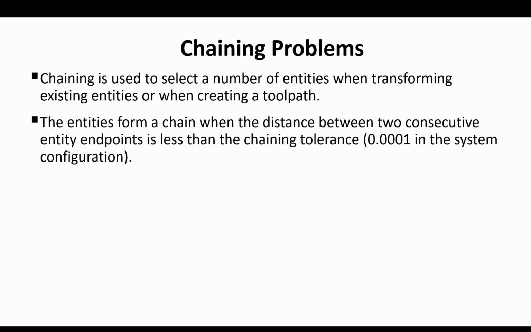Hi everyone, in this video I'm going to discuss the chaining problems and how they can be fixed. Chaining is used to select a number of entities when transforming existing entities or when creating a toolpath. The entities form a chain when the distance between two consecutive entity endpoints is less than the chaining tolerance, which is set to 1/10 in the system configuration. The process of selecting the profile of entities is called chaining.